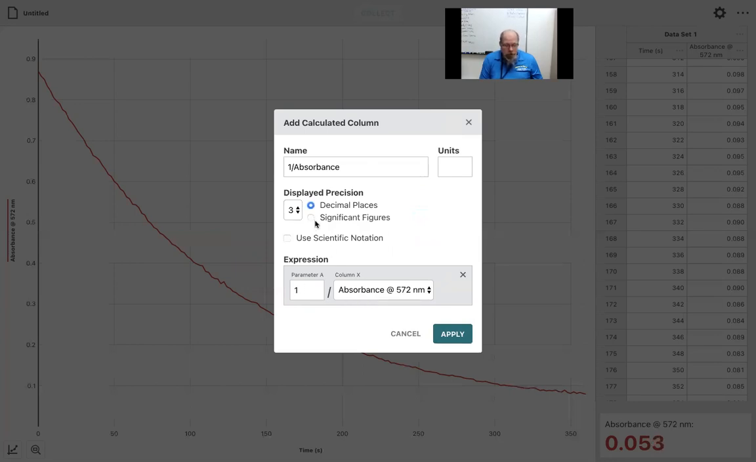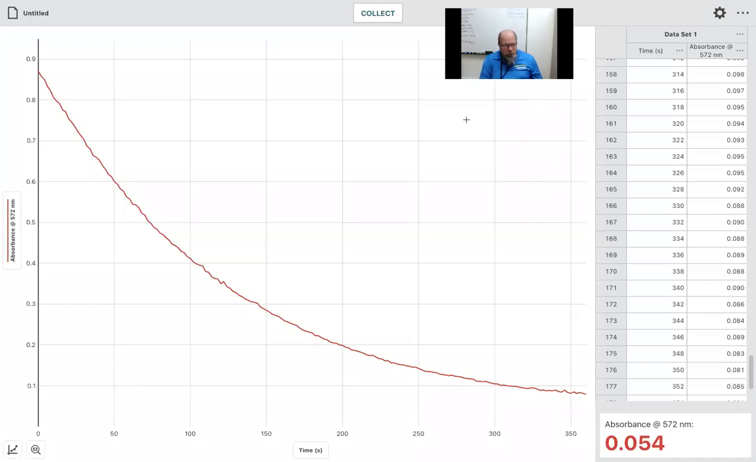And you can adjust how many decimal places or sig figs, but that's not really necessary. So your instructor will share this data with you. You can look at the results. If you wish, you can have him look at the half-life.